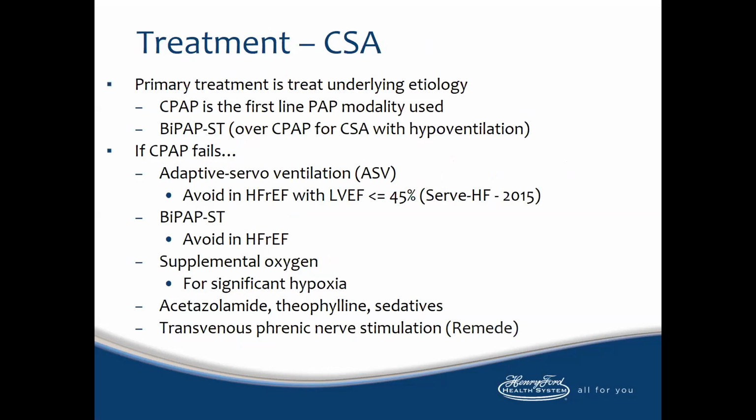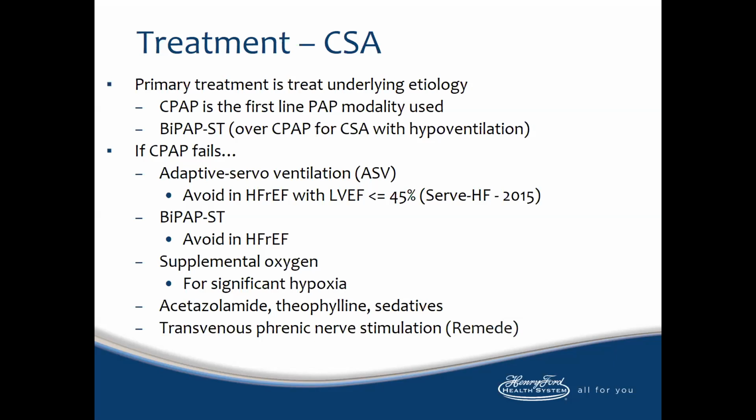Second, you can consider BiPAP with ST, so you can have a backup right there. That's preferred for patients that have the hypoventilatory forms of central sleep apnea. If the patient is failing CPAP, you can consider BiPAP ST, as I just mentioned. You do want to avoid it in heart failure. In patients with reduced EF, there's a study done in 2015, SERVE-HF, that actually saw an increased mortality in those patients that were treated specifically with ASV, if their EF was less than 45%.